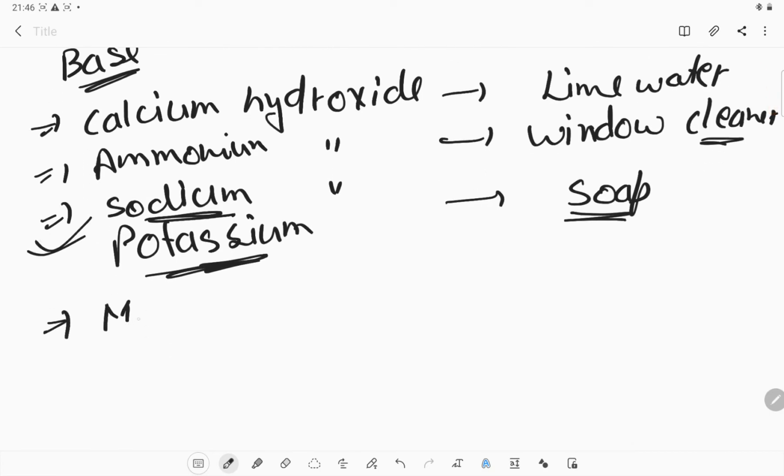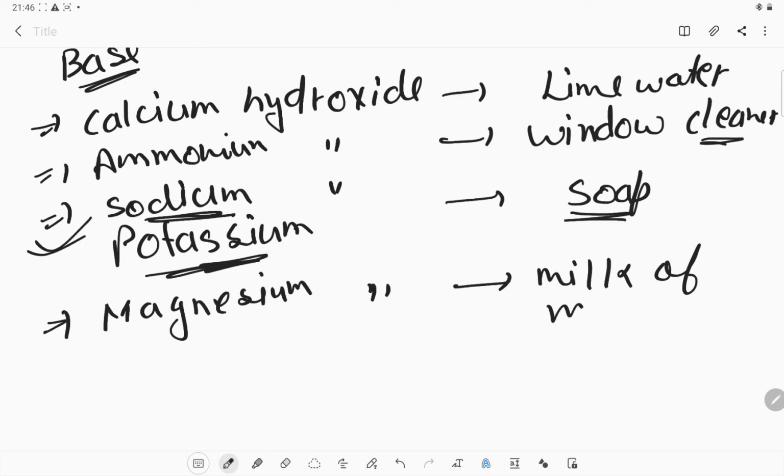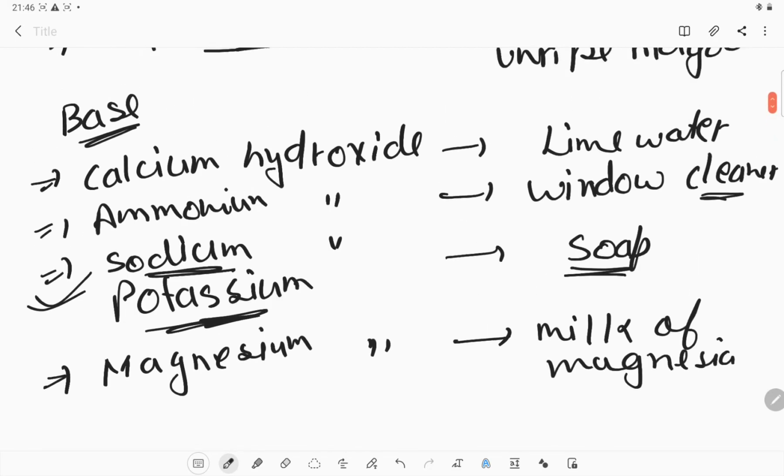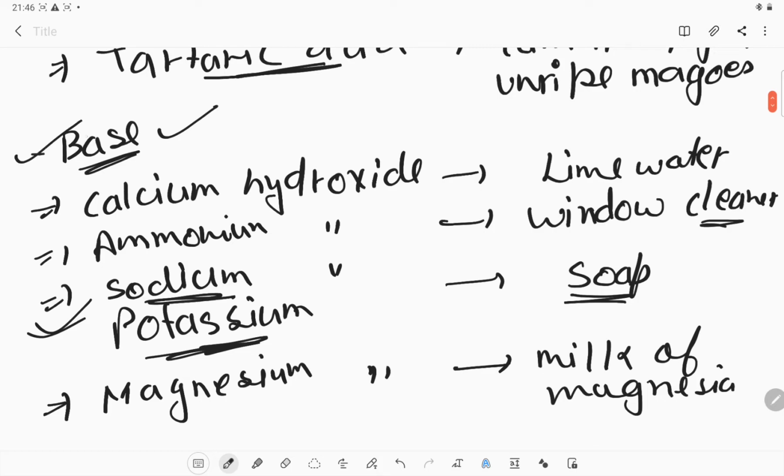What else? Like magnesium hydroxide. What is this? This is present in milk of magnesia. So this is how we can see that there are some bases and salts which are present naturally in our environment.